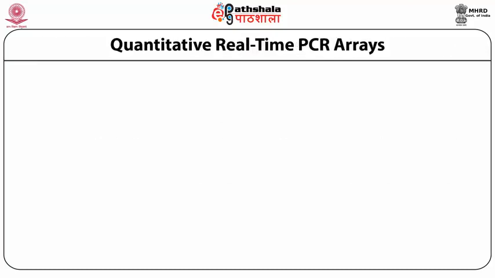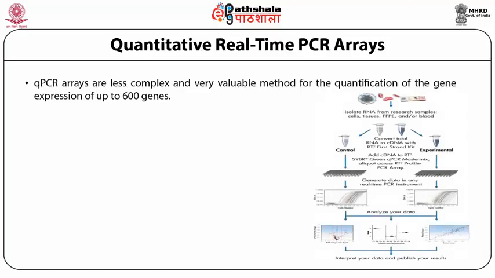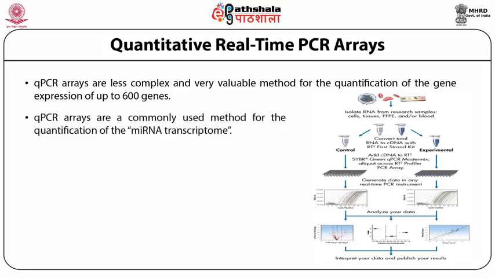Quantitative real-time PCR arrays. Quantitative real-time PCR arrays are a less complex and very valuable method for the quantification of the gene expression of up to 600 genes. Quantitative PCR arrays are a commonly used method for the quantification of the microRNA transcriptome.